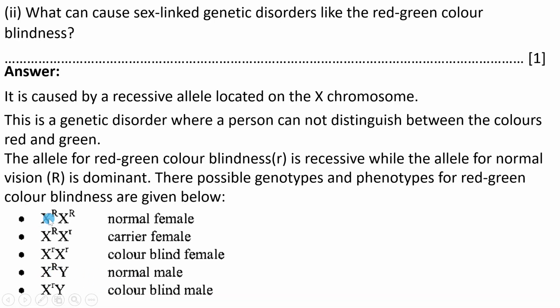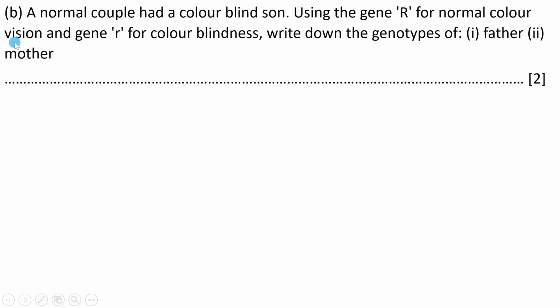But for the female, you can have this RR, you are normal, capital R, one R capital, the other one small letter, then you are a carrier. If both are small letters, then you are sick, color blind. Okay. Then we come to B.